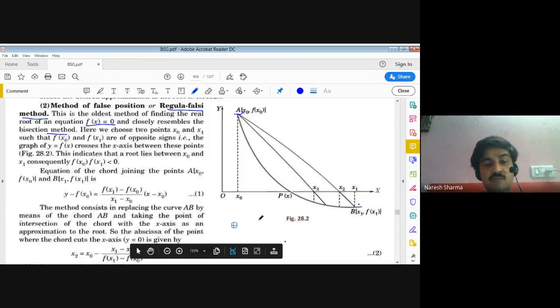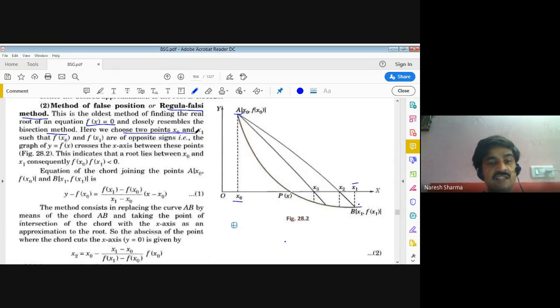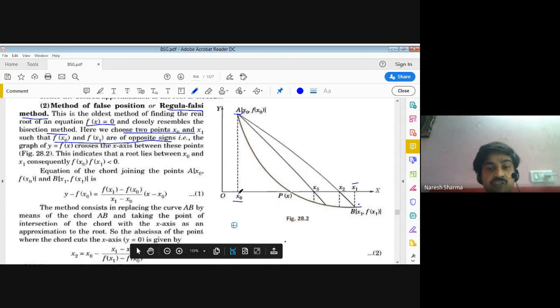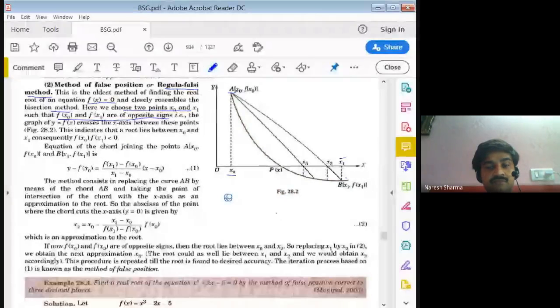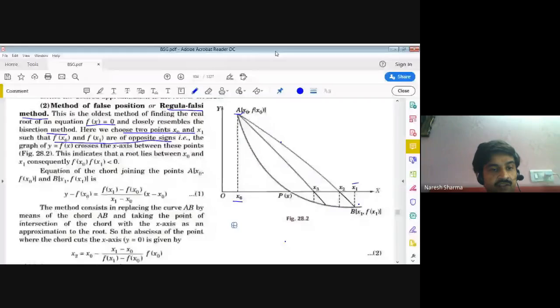Once it has opposite values, we choose those points as your x naught and x1. So we choose 2 points here in such a way that the function has opposite signs, that means one value is positive and another value is negative. Whereas in the curve, we just assume for understanding that the value of the function at x naught is positive and at x1 it is negative. So the function has opposite signs.